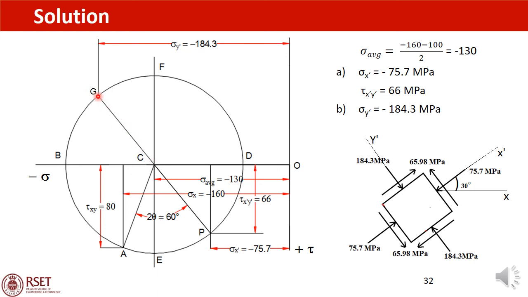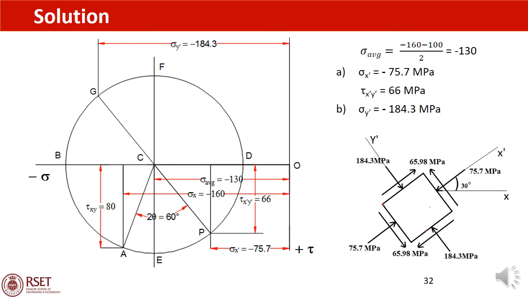the coordinates of G, that is the sigma coordinate corresponding to point G, will give you the normal stress on the plane CG. That is, the normal stress on a plane at an angle of 90 degree to the inclined plane mentioned in question A is sigma y dash is equal to minus 184.3 megapascal.